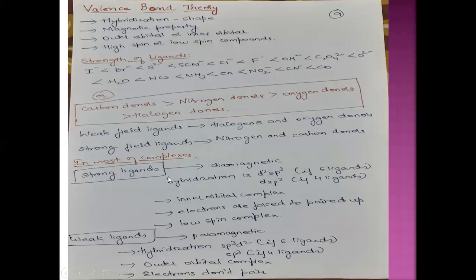If you identify that a complex has strong ligands, then usually the magnetic property of that complex will be diamagnetic. Why will it be diamagnetic? I'll tell you. In the presence of a strong ligand, the strength of the ligand is so strong that it will force the electrons to get paired up.